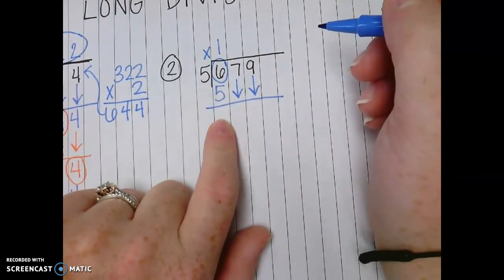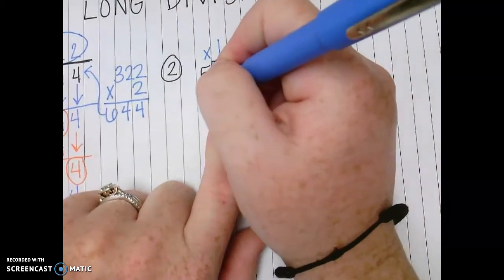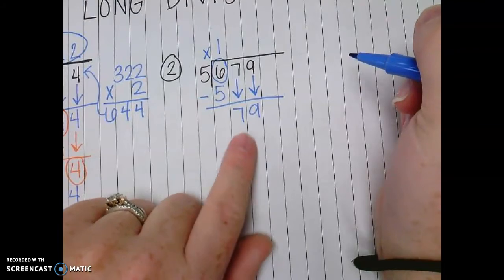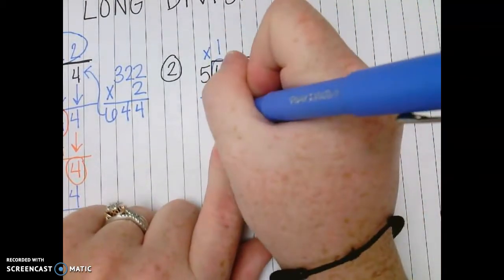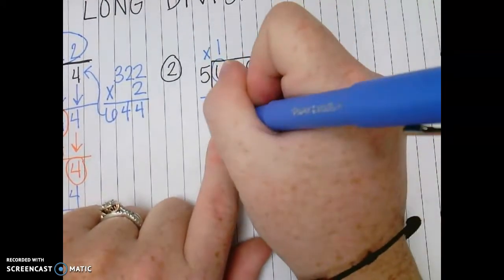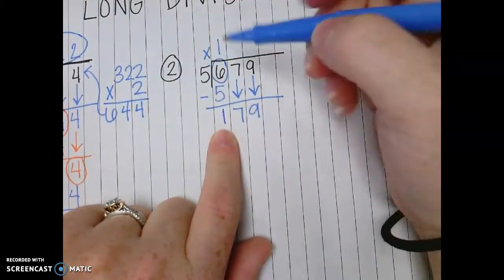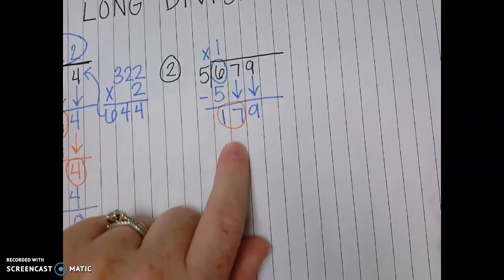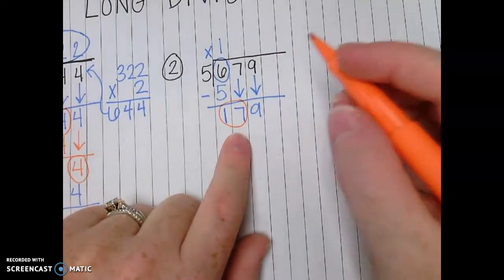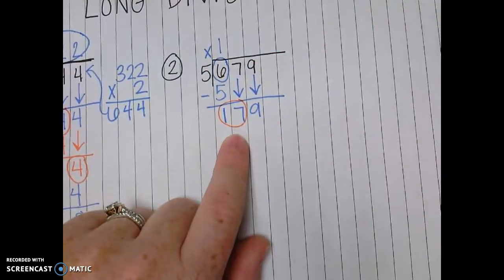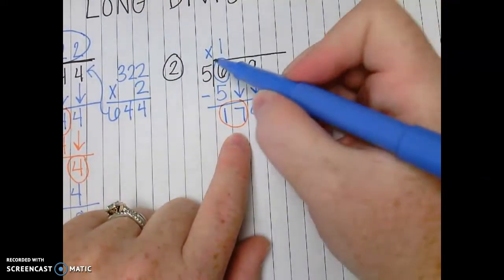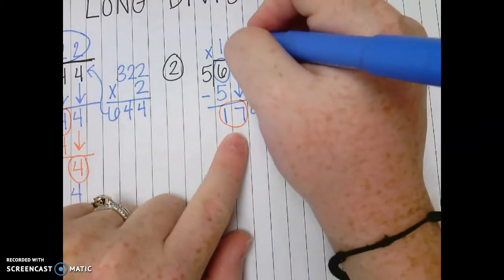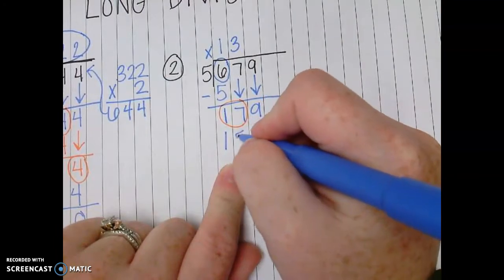If we're trying to get to 0, are we going to add or subtract? Yes, we're going to subtract. Great job. Now we're going to bring our 7 and our 9 down. 6 minus 5 is what? 1. Great. Now this one is not bigger than our 5, so we have to circle the first two numbers because 17 is bigger than 5. 5 times what is going to get me close to 17 without going over? Yeah, 5 times 3 is 15.